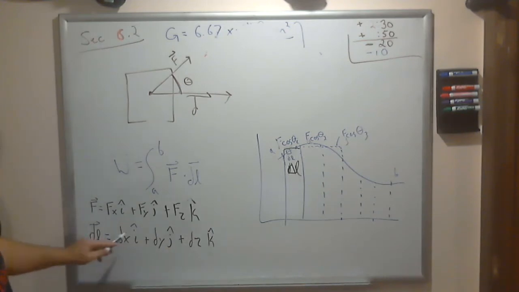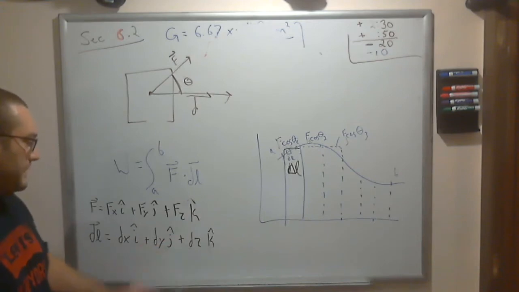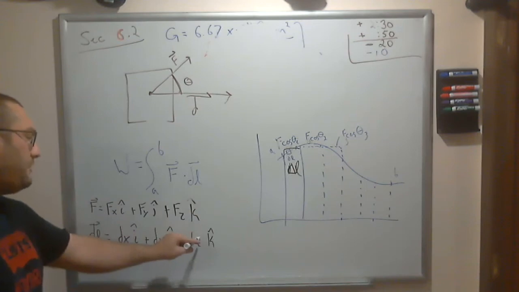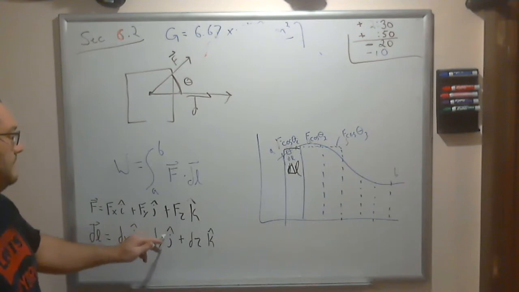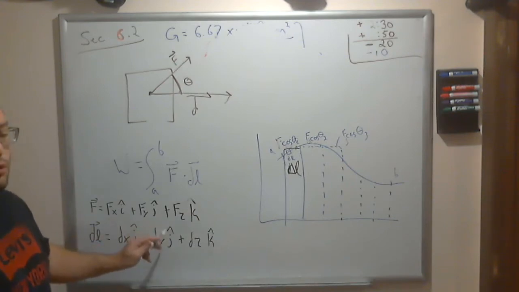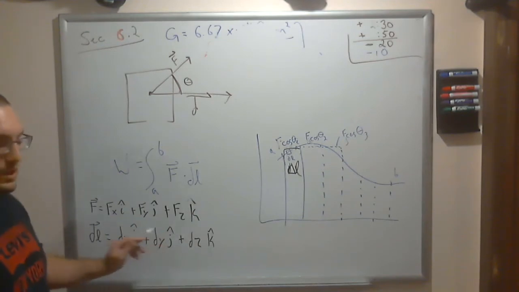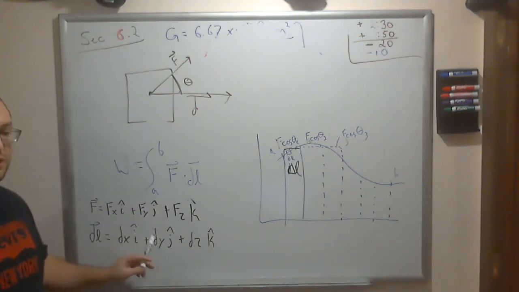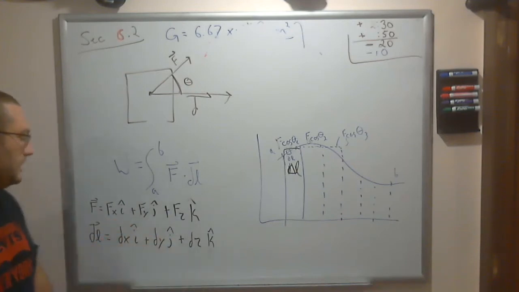All this is saying is that dl is just made up of the changes in the x direction, the y direction, and the z direction. In general, this function can depend on other variables. Like you can have an x dependence in the y direction as well. So it doesn't have to be exactly like this, but it could be more general than that. But this is one of the simpler cases where the change of L is just the change of X, Y, and Z.